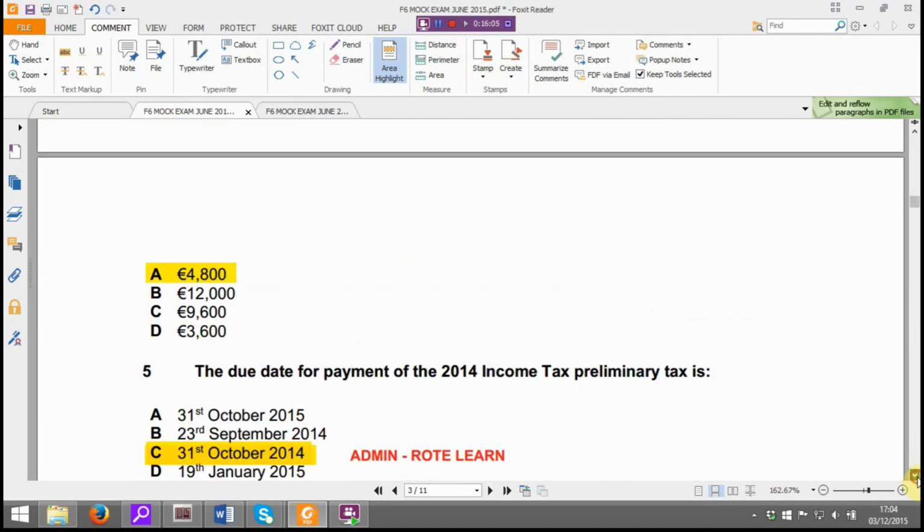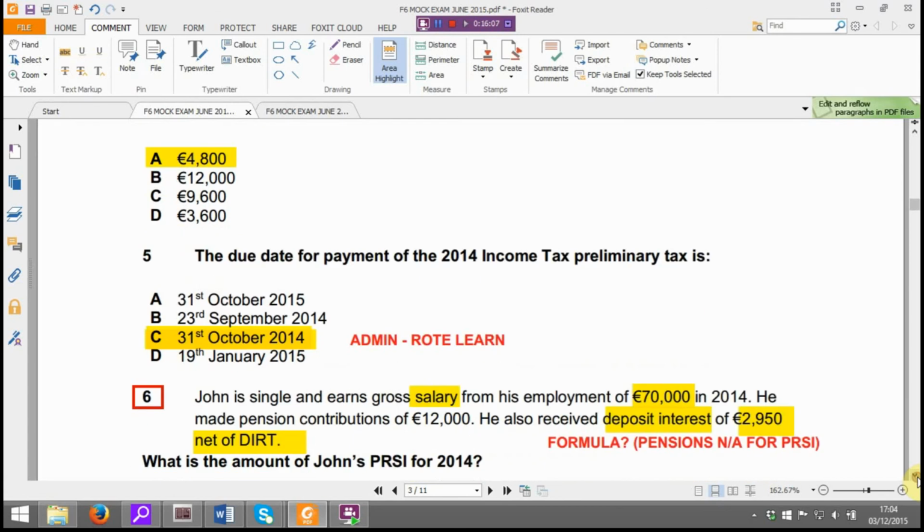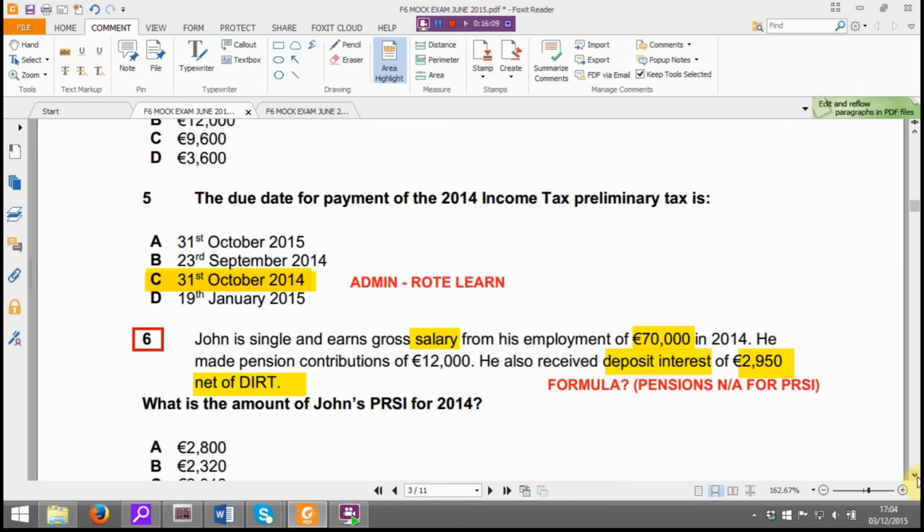Ignore my note about the error. The answer was A in that case. The next one here is just a little bit of administration. As I've said in classes, let's just rote learn these dates. Not much to it apart from the fact that we should know that October in each year is the date for final tax, and indeed, as per this question, preliminary tax for the year as well. Okay, so nothing much to that at all, except rote learning.